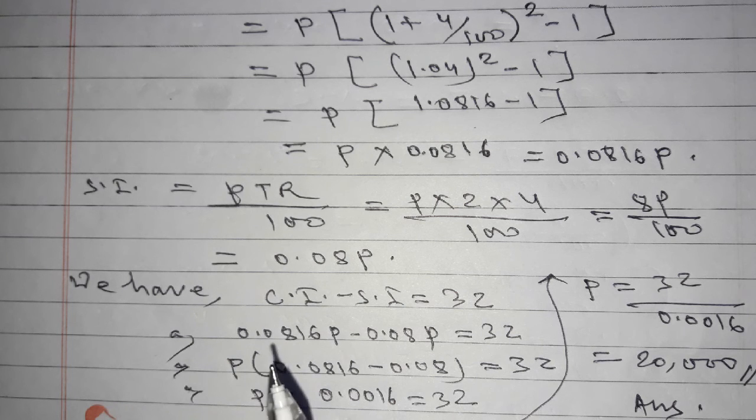Now taking the difference, 0.0816 minus 0.08 we get 0.0016. P we can take common while taking the difference. So P into 0.0016 equals 32. Therefore P is equal to 32 divided by 0.0016, and we get 20,000, which is the required value of P.